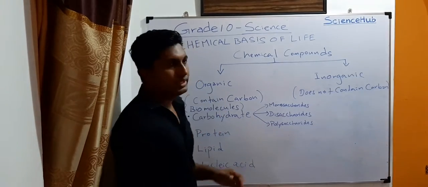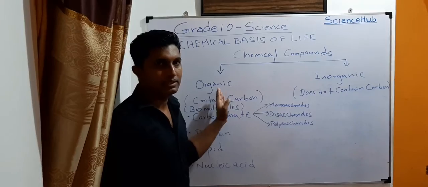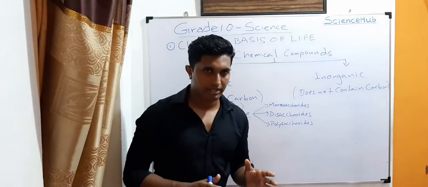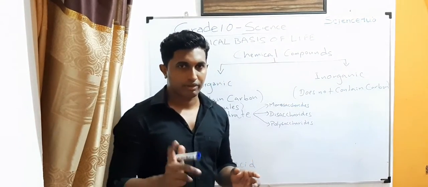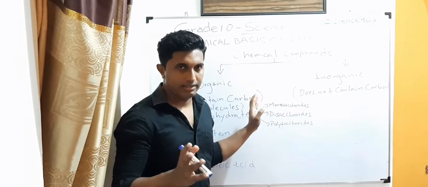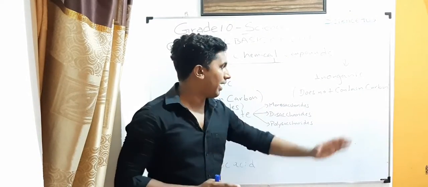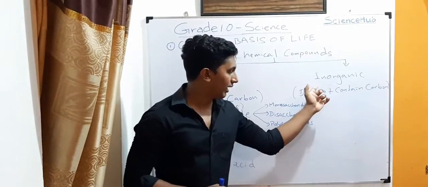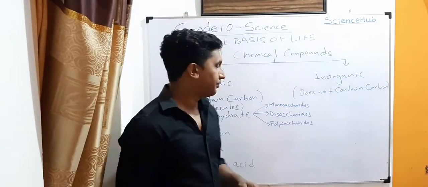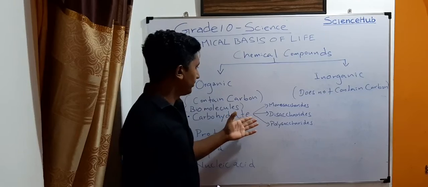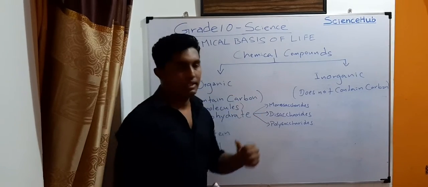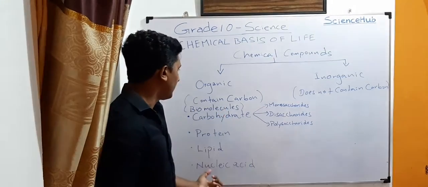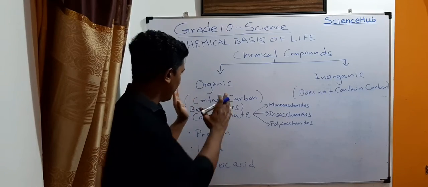When we are considering these organic and inorganic categories, there is a very important thing. Organic means the compounds that contain carbon, and inorganic means the compounds that don't contain carbon. Remember, organic means compounds that contain carbon, and inorganic means compounds that don't contain any carbon. Then we can again subdivide the organic part into four major categories.